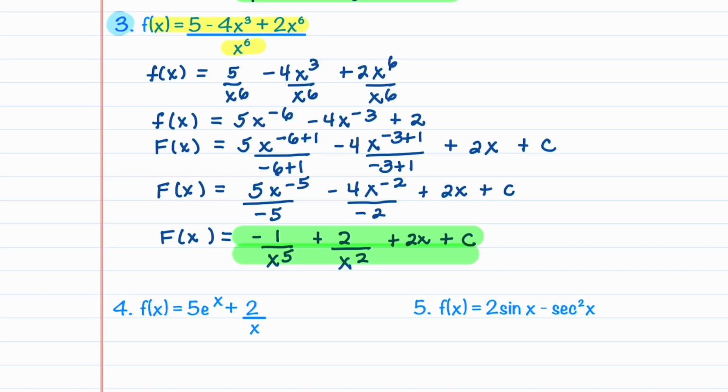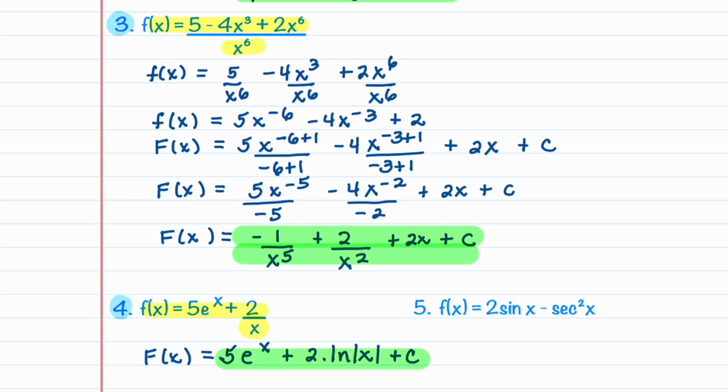Our last two examples are different than our first three because they involve exponential and trigonometric functions. In example 4, we're given the function little f of x is equal to 5e to the x plus 2 divided by x. We don't have to simplify this function at all. We can just go straight ahead and take the antiderivative. Capital F of x is equal to 5. The antiderivative of e to the x is just e to the x. So we have 5e to the x plus 2 times 1 over x, and the antiderivative of 1 over x is the natural log of the absolute value of x, and then we add on our plus c.